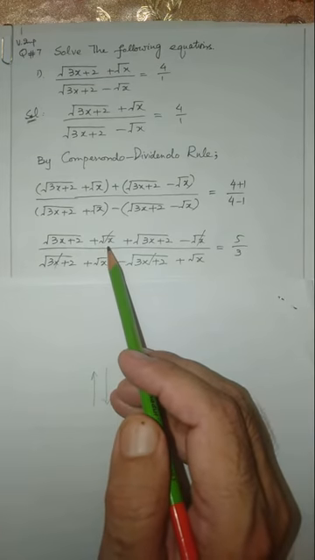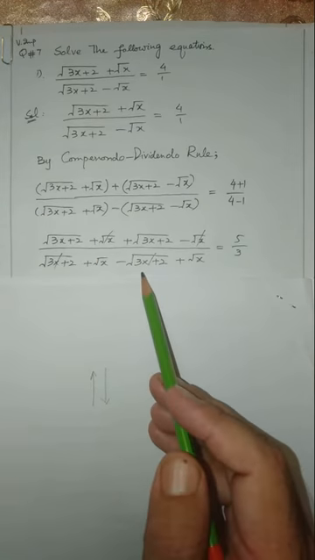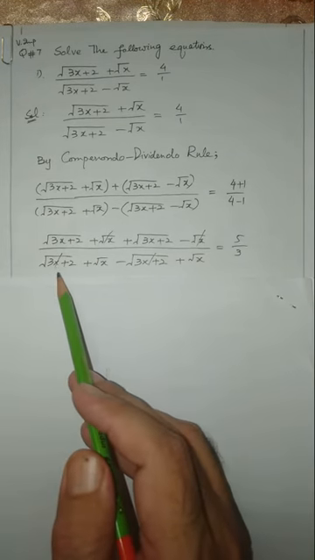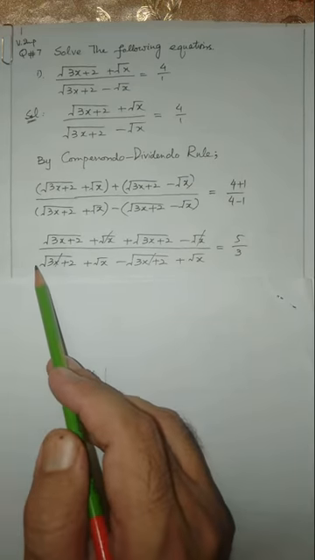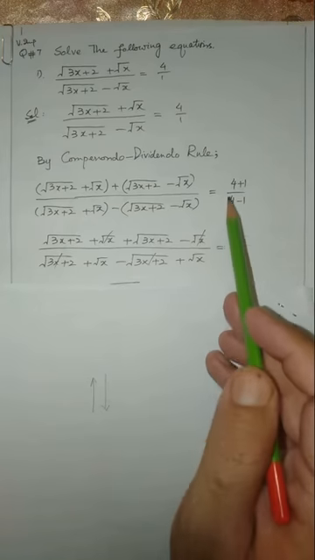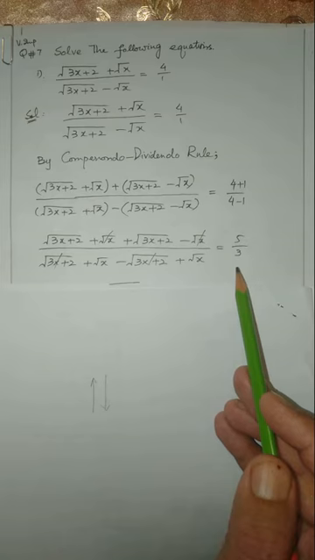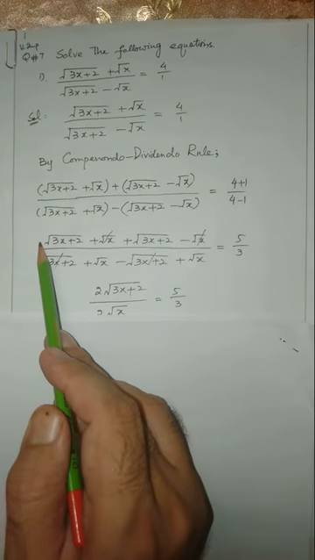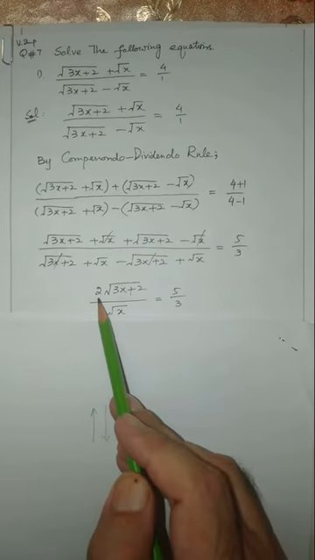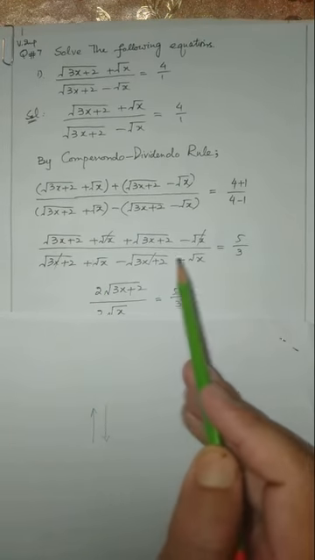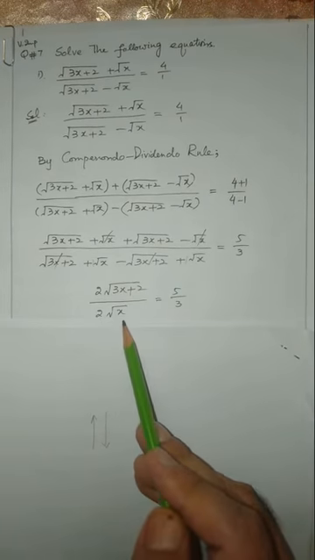Square root x will cancel with square root x because the signs are opposite. Square root of 3x plus 2 and square root of 3x plus 2 cancel with each other because one has a positive sign and the other has a negative sign. 4 plus 1 is equal to 5. 4 minus 1 is equal to 3. Here the coefficient is 1 and here the coefficient is 1. 1 plus 1 is equal to 2. Again here the coefficient is 1 and the coefficient is 1. So 1 plus 1 is equal to 2 in square root x.